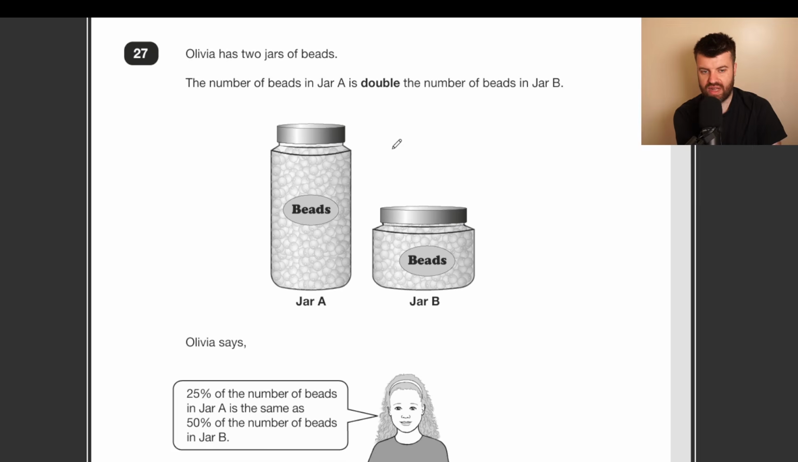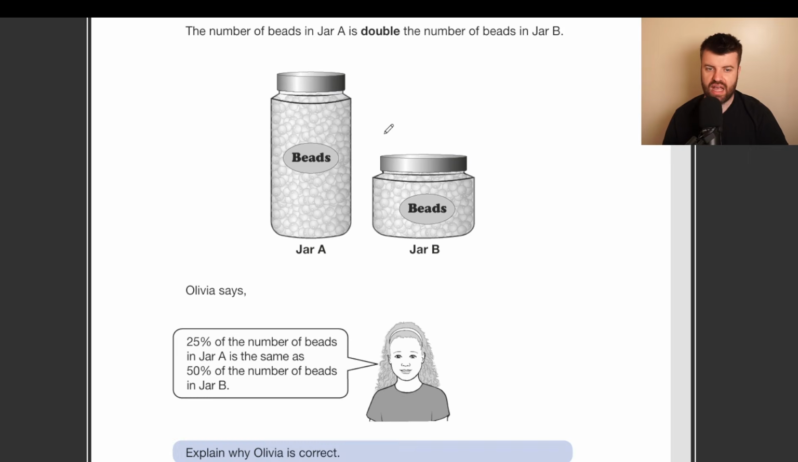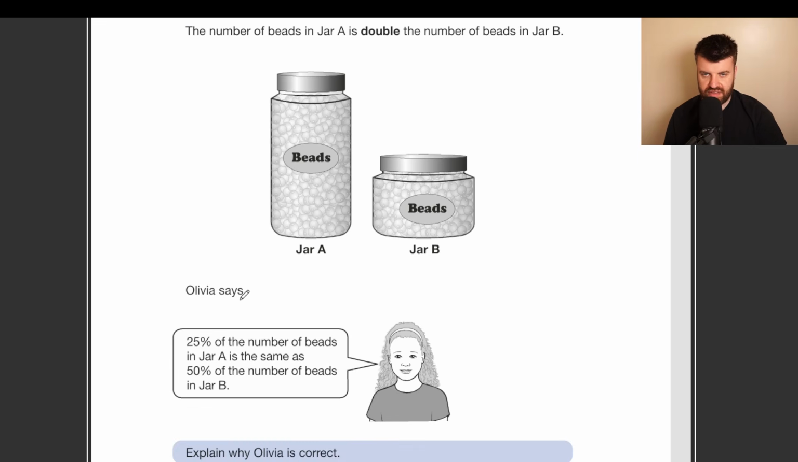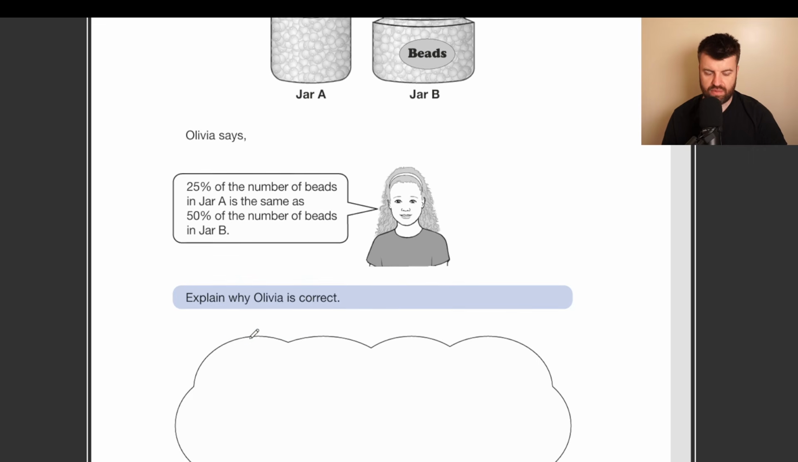And here is the last one right here. Olivia has 2 jars of beads. I think it's the last one. Yes, let's see if we can solve this one. Olivia has 2 jars of beads. The number of beads in jar A is double the number of beads in jar B. Olivia says 25% of the number of beads in jar A is the same as 50% of the number of beads in jar B. Explain why Olivia is correct.